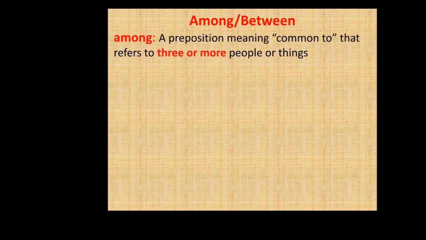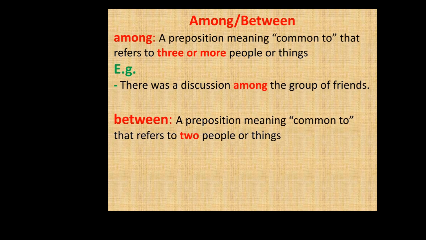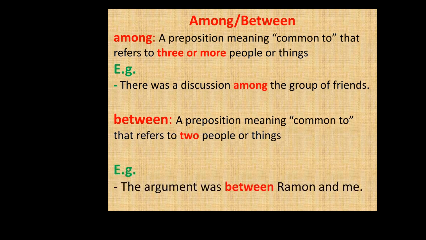Let's have a look at these pairs of words and how we can make a difference. We will start with among and between. Both of them have the same meaning, but among is used if we are talking about more than two people, three or more. But with between we are talking about two only. So look at these examples.